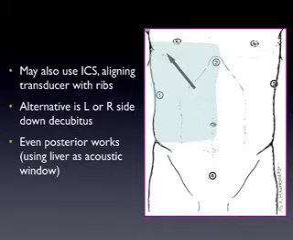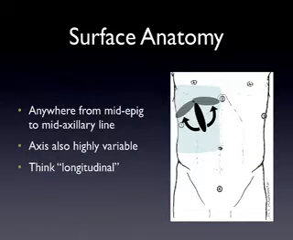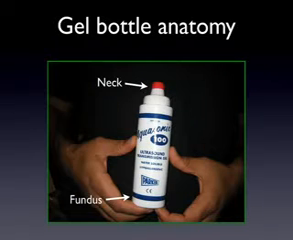If you're not able to identify the gallbladder in the mid-epigastric and subcostal space, it may be helpful to use the intercostal space, aligning the transducer with the patient's ribs. Even posterior may work and may be necessary depending on the lie of the patient's gallbladder. Now, looking at surface anatomy, the gallbladder, as usual with its variable location, may involve you pointing the probe towards 9 o'clock, towards 12 o'clock, or even towards 3 o'clock. Again, you want to think longitudinal when first identifying the gallbladder.